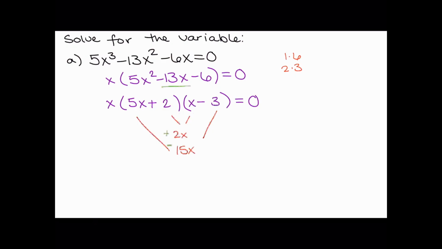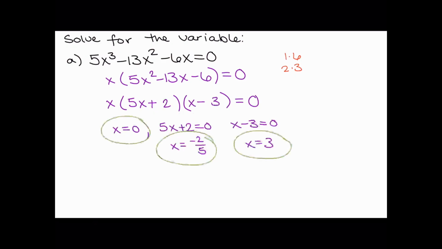Now that this problem is factored, I'm going to set each one to 0. So x equals 0, 5x plus 2 equals 0, x minus 3 equals 0. And so I've got 3 solutions. x is 0, x is negative 2/5, and x is positive 3.